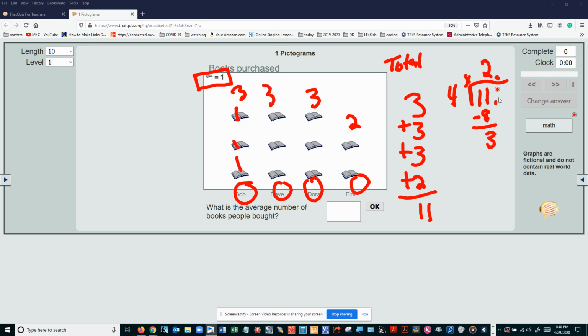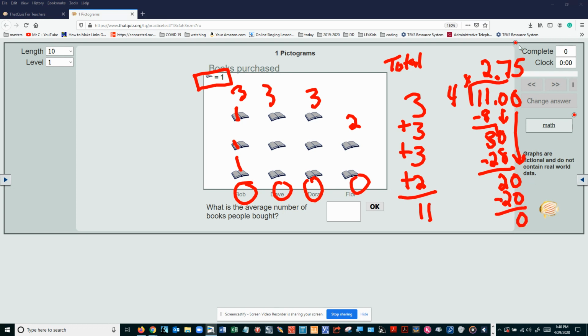Put a decimal in there, continue on, bring that down. 4 going to 30. Well, it would go 8 times if it was 32, but it can only go 7. 7 times 4 is going to be 28. We subtract that out, leaves us with 2. Do another 0 and bring it down. 4 going to 20. How many times? 5 times. 5 times 4 is 20.